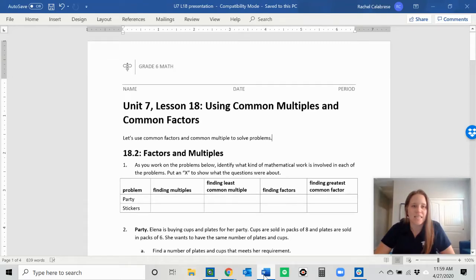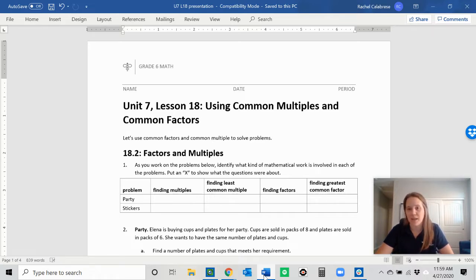Hey everybody, it is lesson 18 and it is our final new lesson of Unit 7, which is crazy. Tomorrow during our normal lesson, we're going to be reviewing for the end of unit test. And then on Thursday, your assignment will be the test. Then on Friday, we'll review the test and we'll dive into new content starting next week.